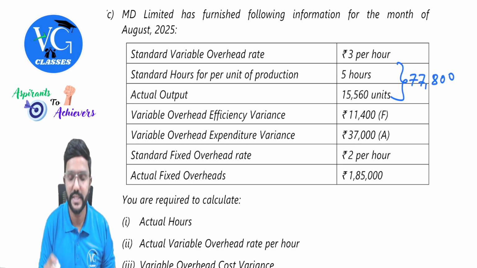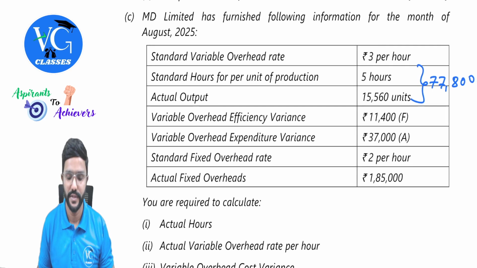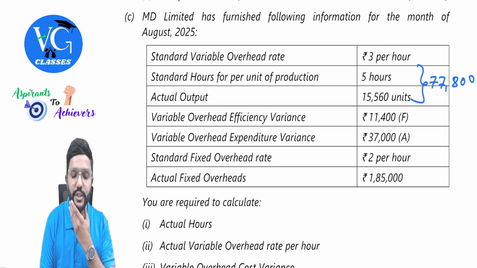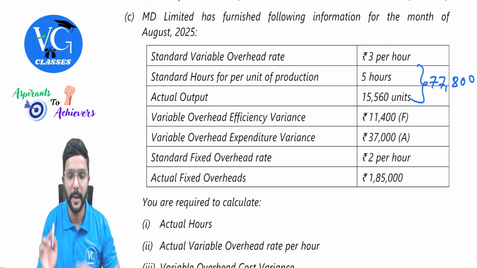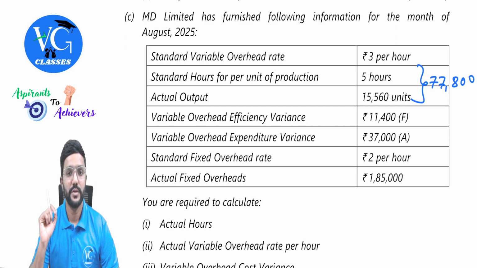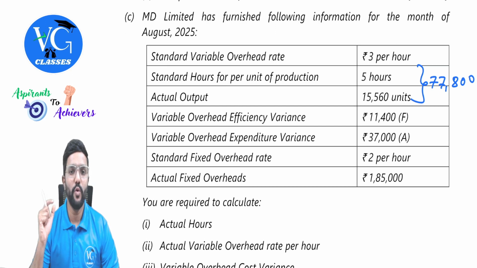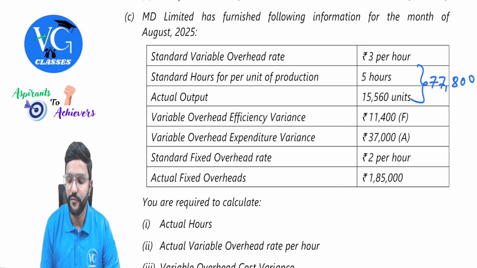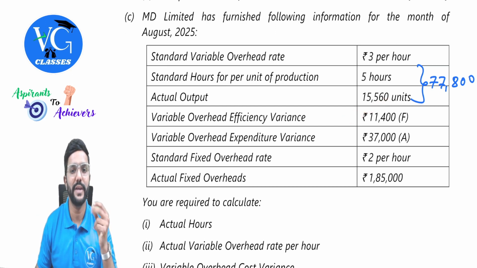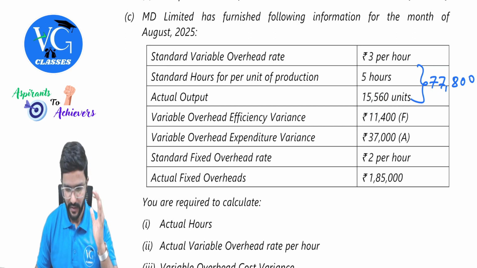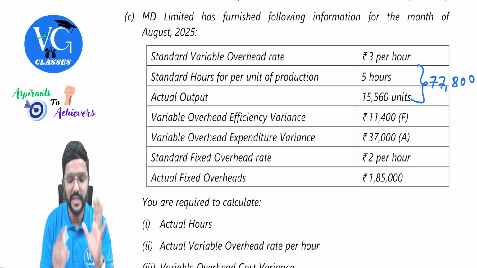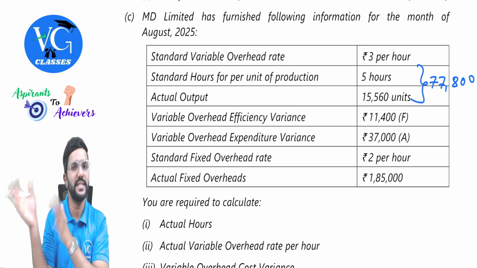77,800. What is this? Standard hours for actual output, guys. Standard data should always be for actual output. Next, variable overhead efficiency variance, 11,400 favorable. What is the formula to calculate this, guys? You will be knowing it. I will just tell: efficiency is standard hours minus actual hours into standard rate.